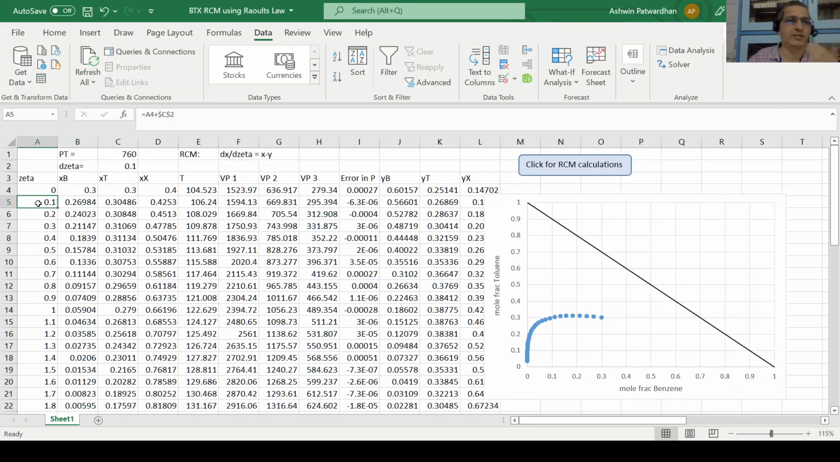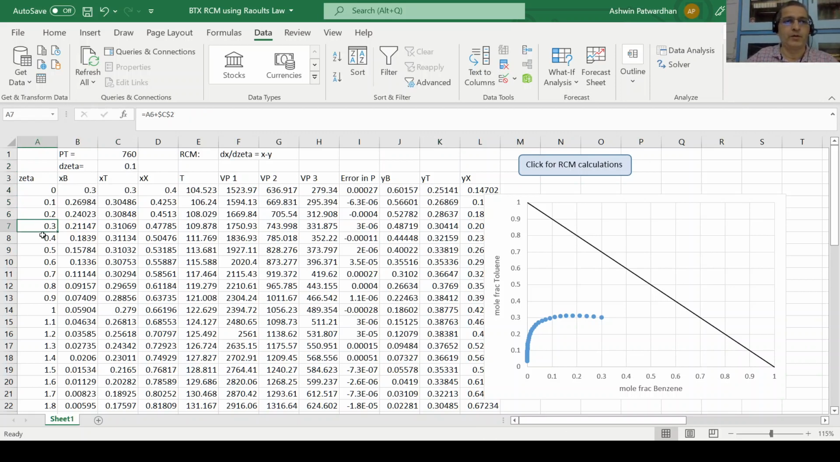Now we take a step in zeta, so d zeta is, suppose, 0.1. We make zeta equal to 0.1. Now we calculate the new values of benzene and toluene using the previous values of benzene and toluene and x minus y. Recall our Rayleigh equation: dx by d zeta is equal to x minus y, and y benzene and y toluene. So using these values and d zeta, we calculate the new values of benzene and new values of toluene. And of course, the new value of xylene would be 1 minus the mole fraction of benzene and toluene. Like this, we go on marching in zeta.